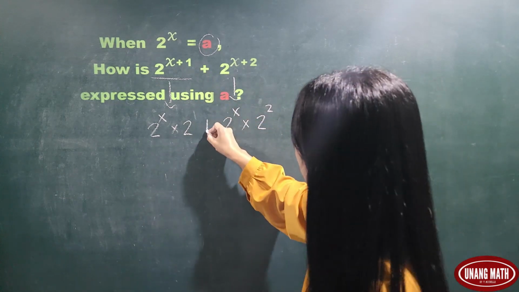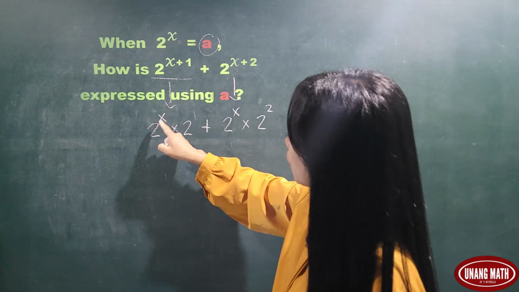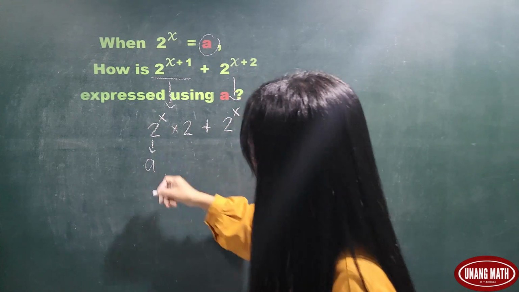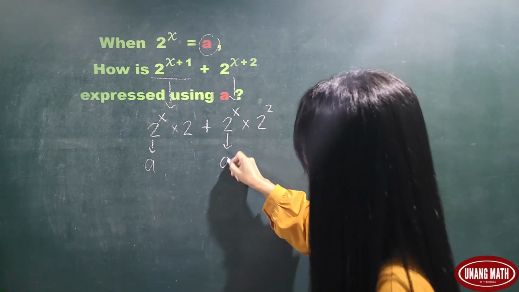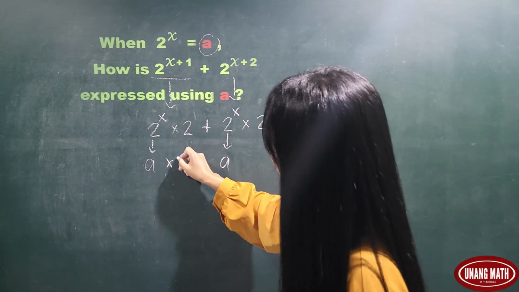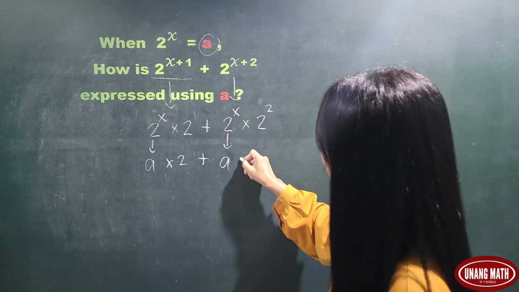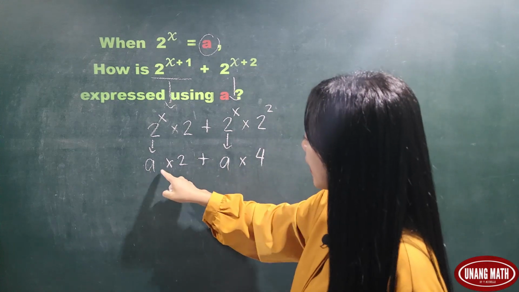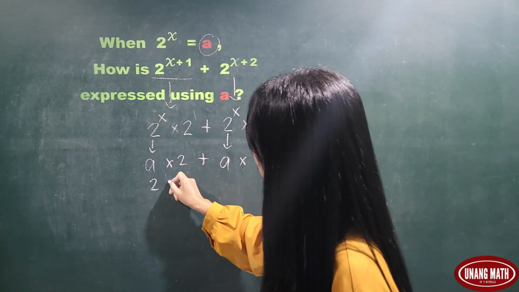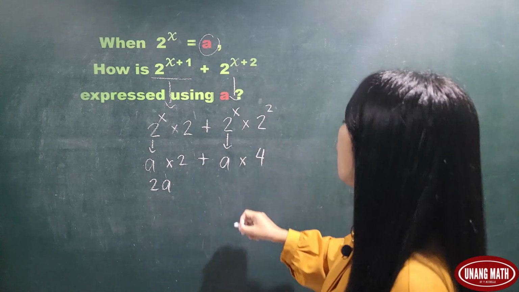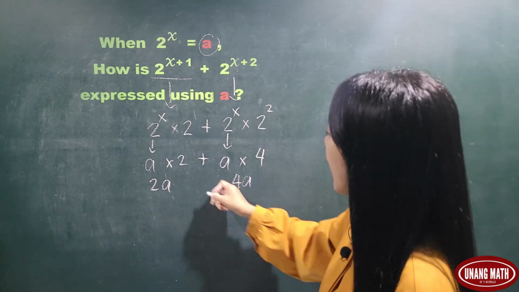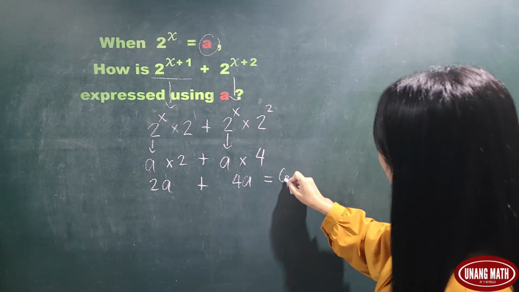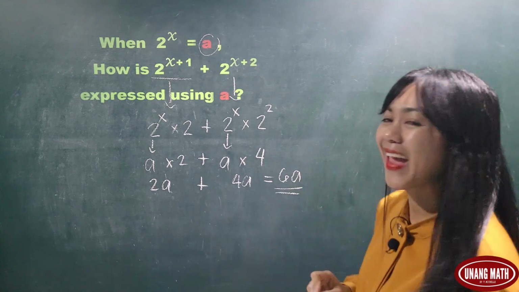Our operation is addition. 2 raised to the power of x is a. So this is a, and this is also a. So a times 2 plus a times 2 squared, which is 4. A times 2 is 2a. A times 4 is 4a. So 2a plus 4a, our answer is 6a.